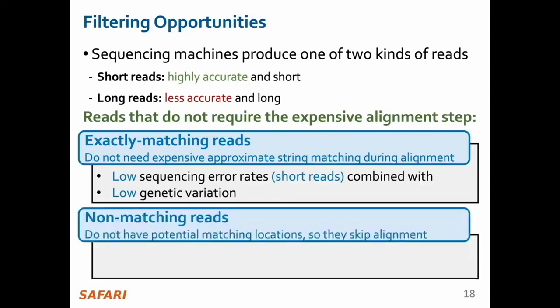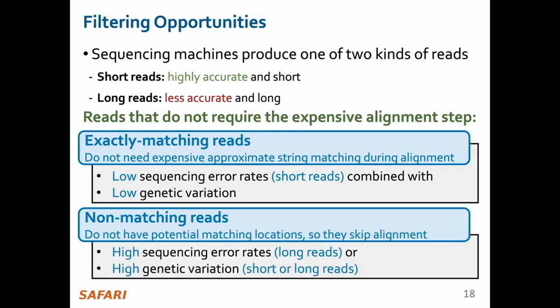The second class of reads that can be filtered simply are non-matching reads that do not have any potential matching locations, and they can skip alignment. Examples of these frequently happen with high sequencing error rates, such as long reads, or short reads that have a high degree of genetic variation.